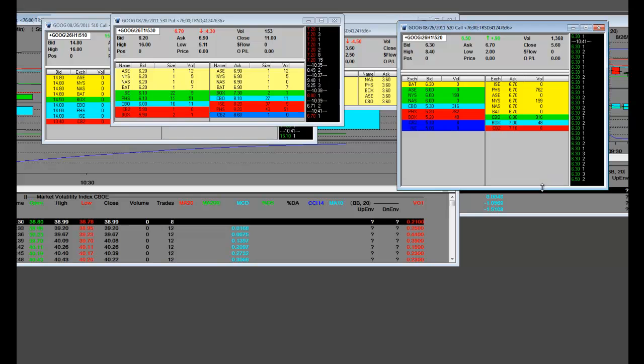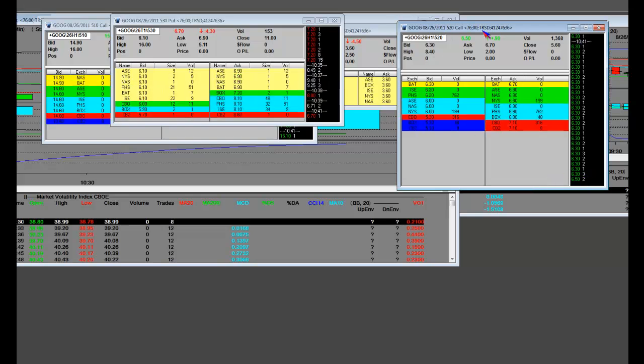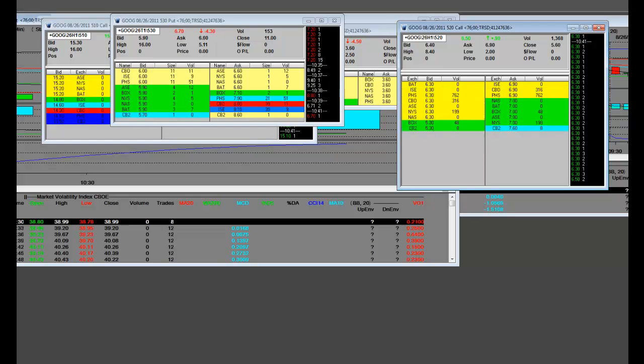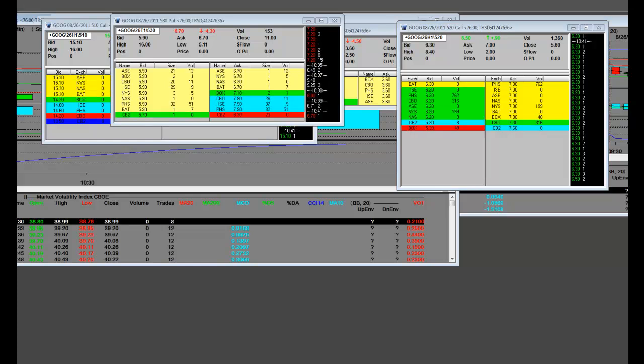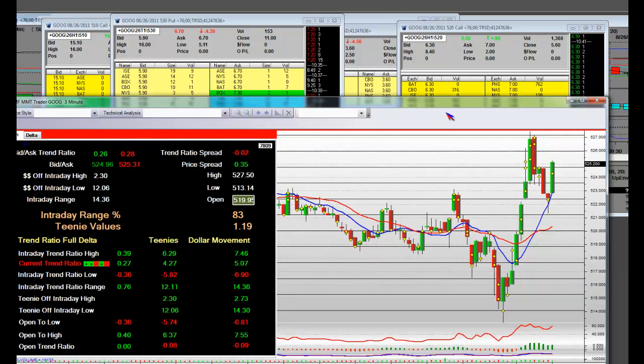Right here. Somebody just printed a 50. That's the 520 call. This over here is the 530 put. When we go back to the Google chart, it'll come very clear that as we break higher here, the value contracts over here in the 530 put.